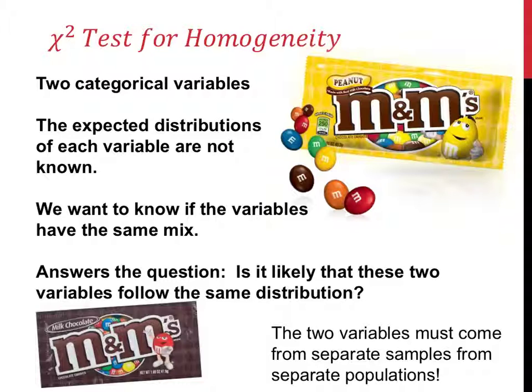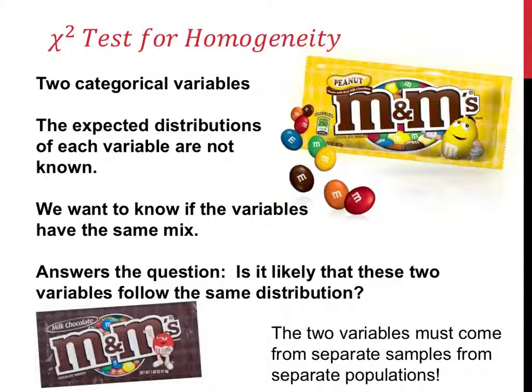We do not know what M&M plain or M&M peanut look like in terms of their colors. But what we do want to know about those colors is, do they appear to be the same? Do milk chocolate M&Ms and peanut M&Ms seem to follow the same mix, homogeneous, same mix? Do they have the same color distribution for these 2 types of M&Ms? And that's the question we want to answer. Is it likely that these 2 variables follow the same distribution?